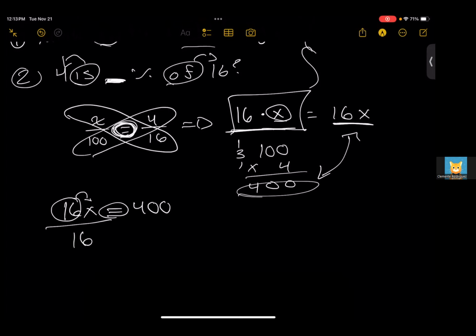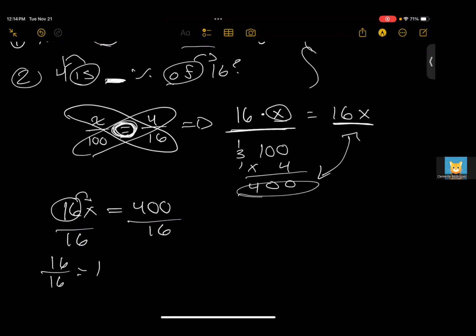And we have an equal sign, and whenever we have an equal sign, we have to keep it balanced, right? So because I divided my left-hand side by 16, I also need to keep it balanced by doing it on the other side too. So let's do that. 16 over 16 equals 1, similar to how 1 over 1 equals 1 and 2 over 2 equals 1. 16 over 16 will be 1.